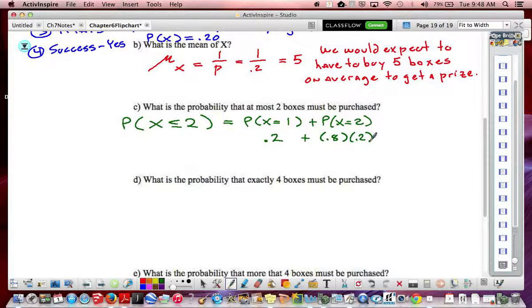What's 8 times 2? 16, 2 decimal places, 0.16. So what's 0.2 plus 0.16? 0.36.